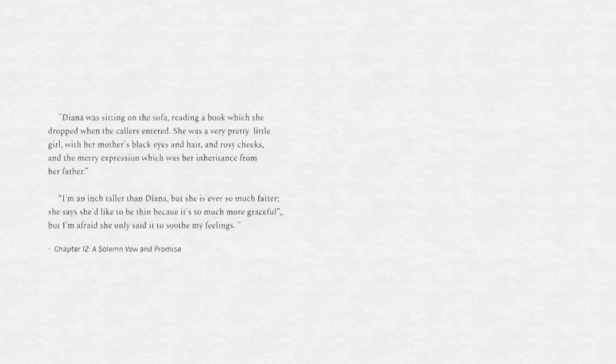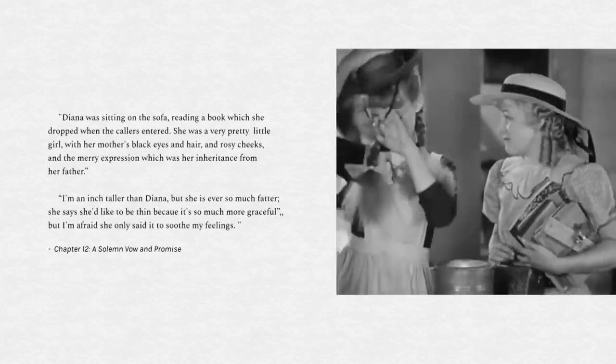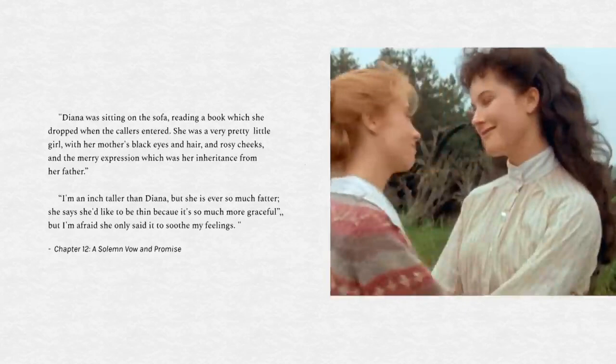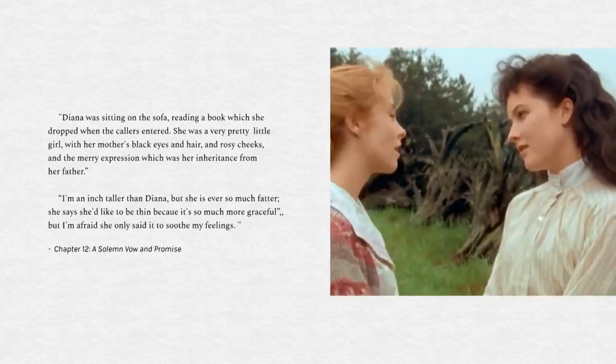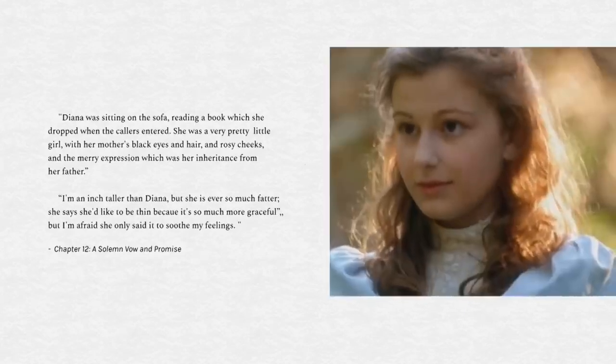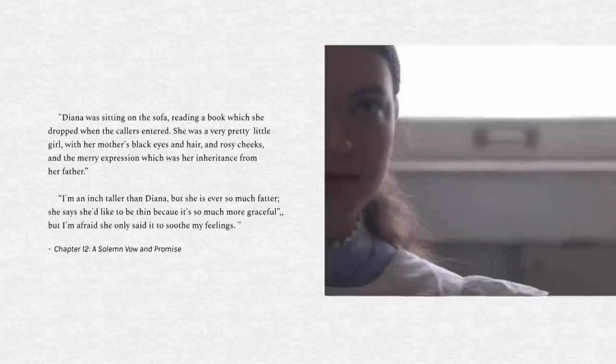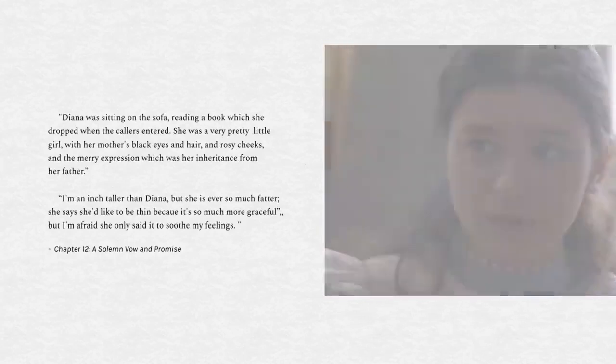Diana Barry is the same age as Anne and has black eyes and hair, rosy cheeks, and a merry expression. When Anne first meets Diana, she is sitting on the sofa reading a book. A true friend and kindred spirit, Diana loyally supports Anne through all of their misadventures.